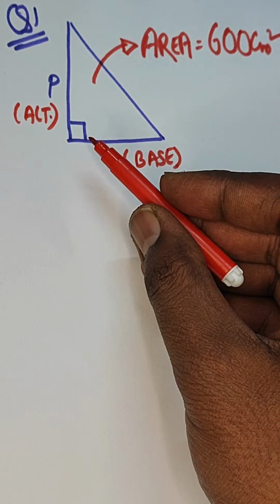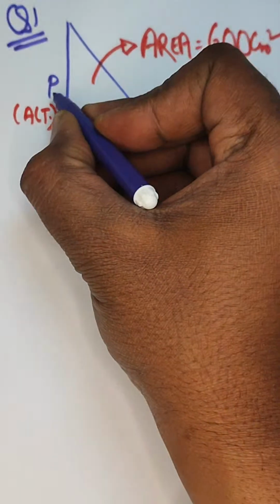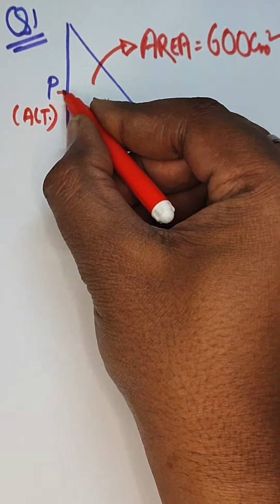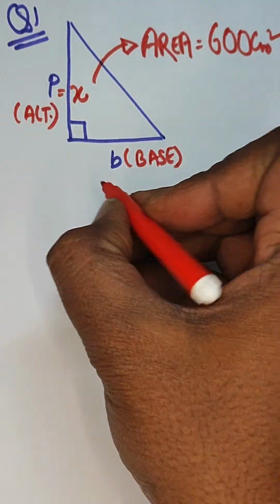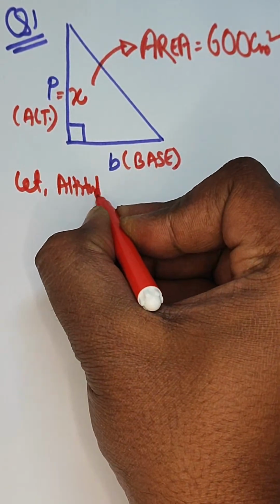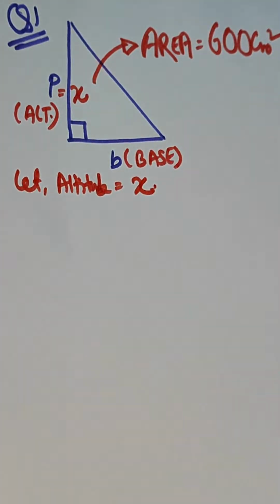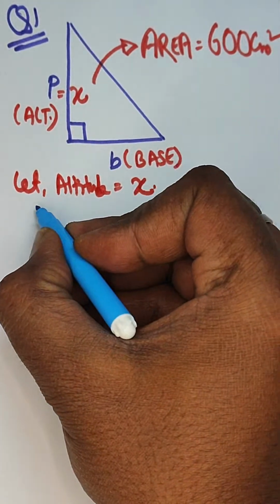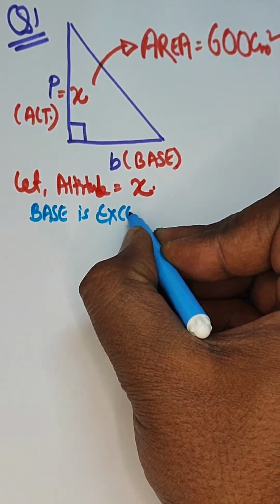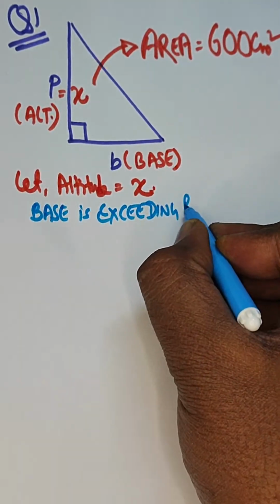So what do we need to assume? We need to assume the altitude. Let us assume the altitude as x. Let the altitude of this right angle triangle be equal to x. If this is x, then as per the question, the base is exceeding the altitude by 10.